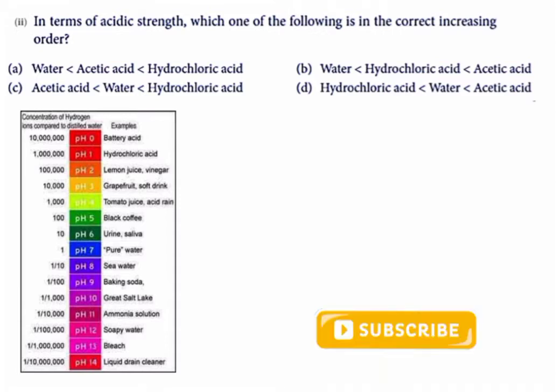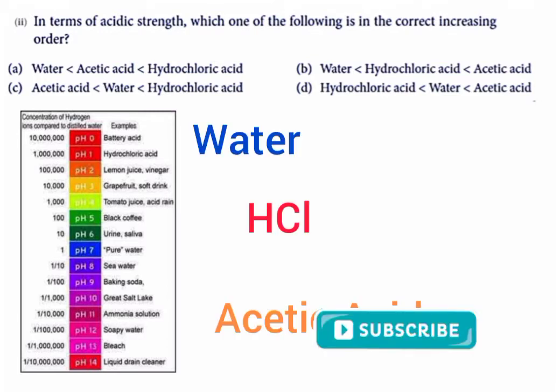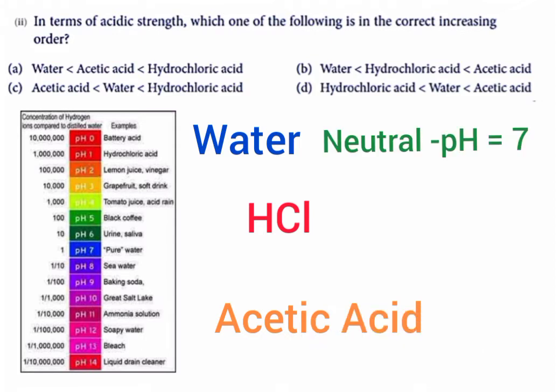So in all these four options, only three solutions are given, that is water, HCl and acetic acid. We all know that water is a solution which is neutral in nature, so its pH value is about 7. And hydrochloric acid is highly acidic in nature. From the pH chart given below, you can see that hydrochloric acid has a pH value of 1.